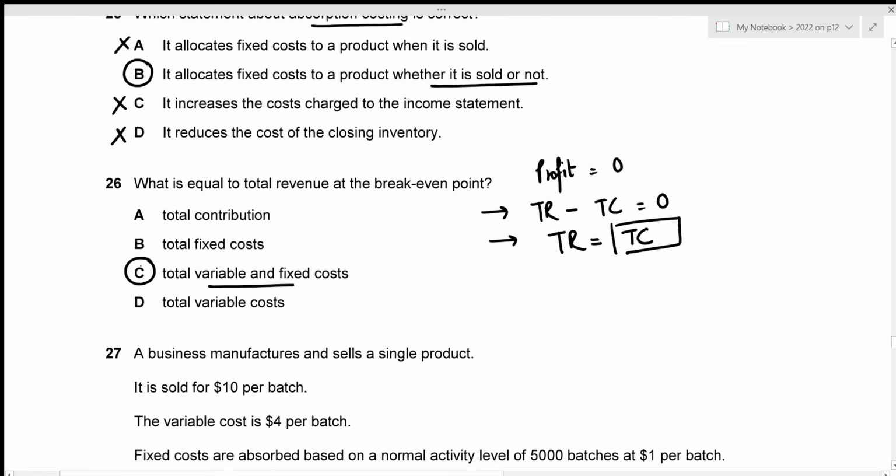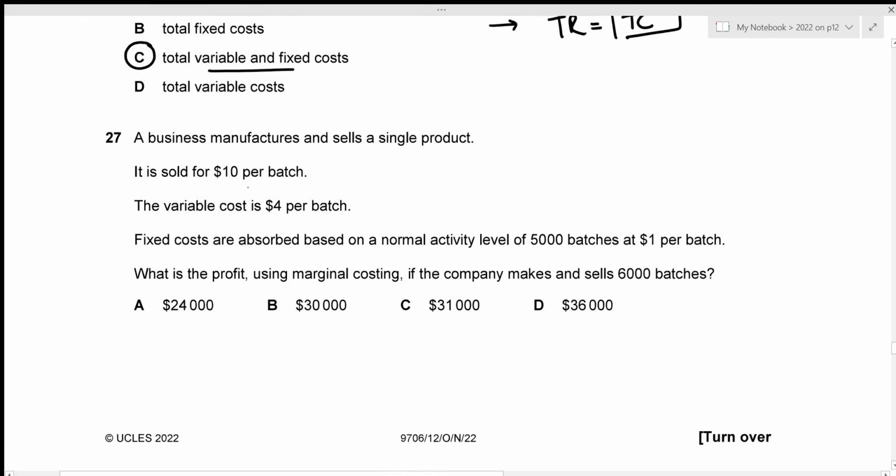We can now move towards question number 27. A business manufactures and sells a single product. It is sold for 10 per batch. So this is the selling price per batch. The variable cost is 4 per batch. Let's figure out the contribution per batch. That is just the difference between selling price and the variable cost. And in this case, the selling price is 10 and the variable cost is 4. So the contribution per batch is going to be 6.